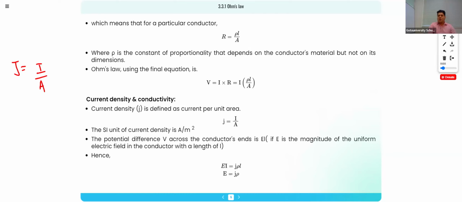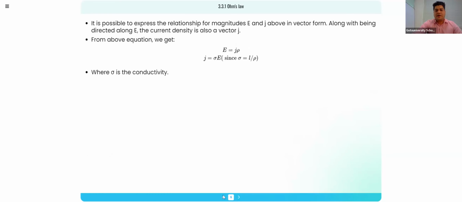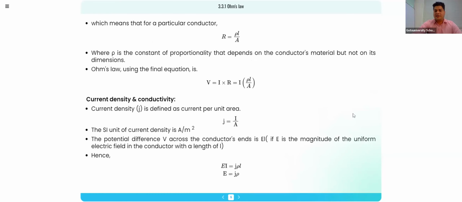What will be the unit of this? Current will be represented by A, ampere, and area by meter square. So your current density will be current per unit area. It will be represented by J, and it is I upon A. Okay, now we have a short derivation for our current density.